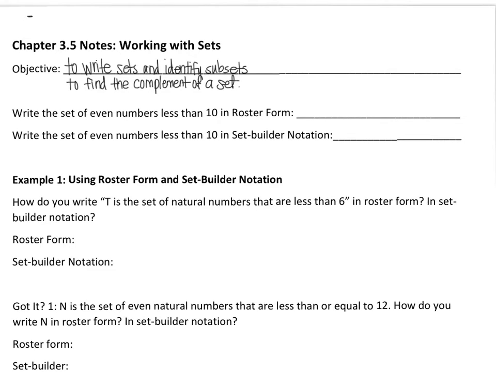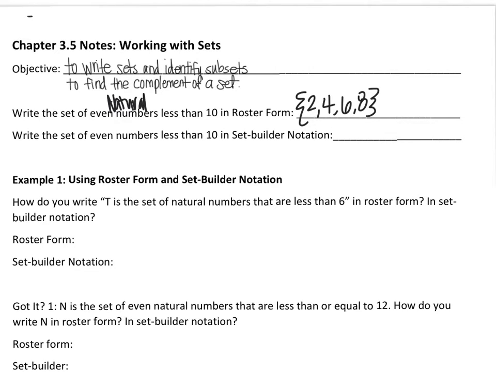First, we're going to write the set of even natural numbers less than 10 in roster form. So the natural numbers are the numbers you count with. The even natural numbers less than 10 are going to be 2, 4, 6, and 8. Not 10 because 10 is not less than 10. Then it says write the set of even numbers that are less than 10 in set builder notation.